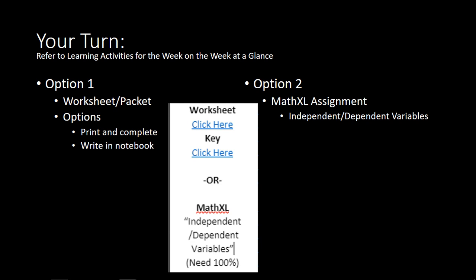Let's see, what am I missing? Oh, if you can go ahead and screenshot or take a picture of your results so that I'm not having to go in between MathXL and Teams, that would be super helpful. If not, I will go check it out if you say you got 100%, but it would be really nice if you screenshotted the results so they don't have to jump back and forth.